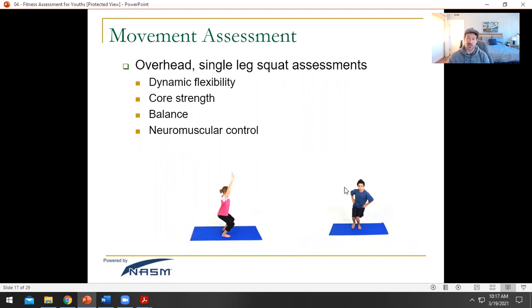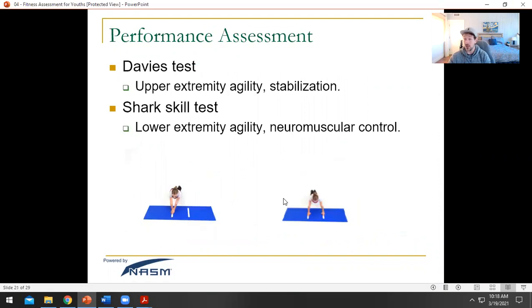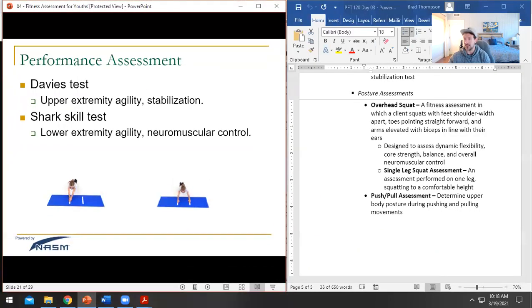So that one's actually the same for the most part, but it is another assessment that we want to perform so that we have another point of data. Maybe your client crushes it on the overhead squat. So we give them the single leg squat to see. It's like, all right, well, let's really see if those glutes are working, right? Let's give you the advanced version. And if they still do really well, awesome, man. You've got a blank slate client that you can just write hard workouts for, right?